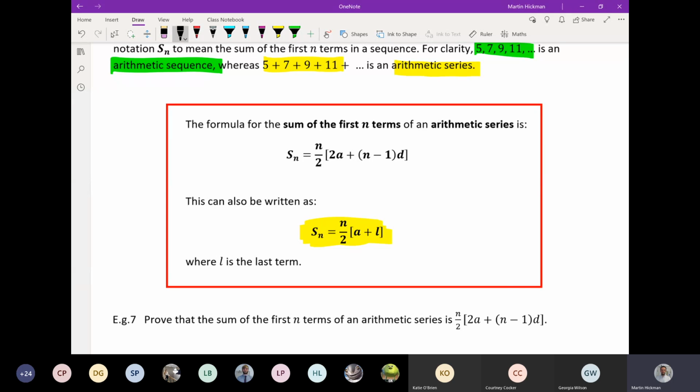So that's one way we can define the sum of the first n terms. We can also do it this way as well. It depends really on what information you've got. If you don't know the last term, then you'll be using this method. But we're going to prove both of these right now.